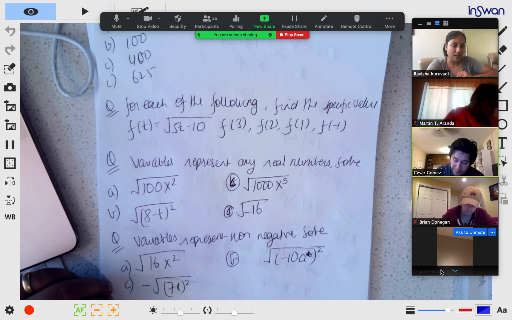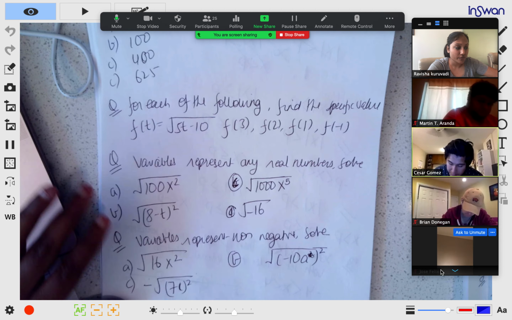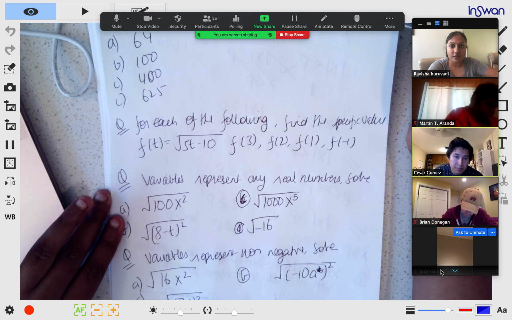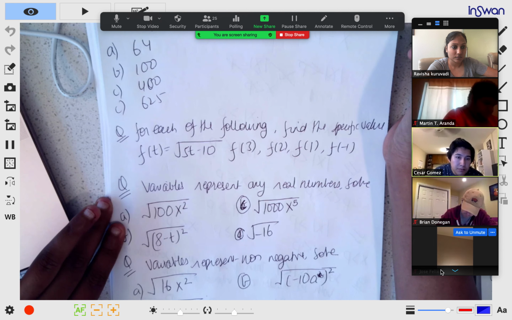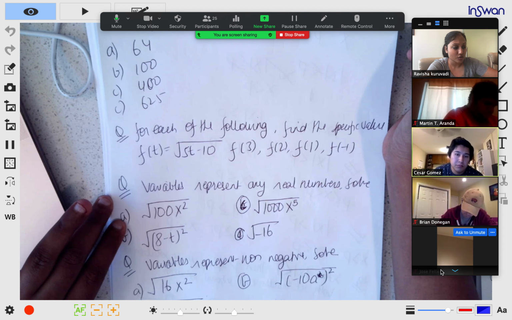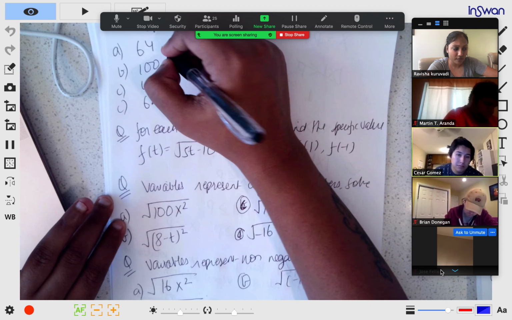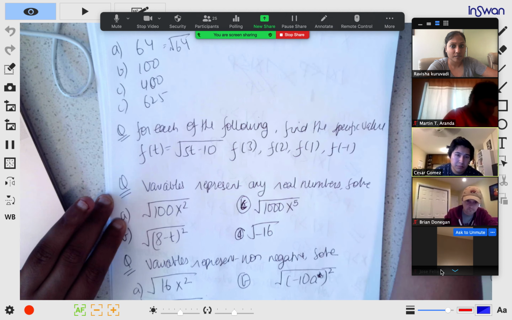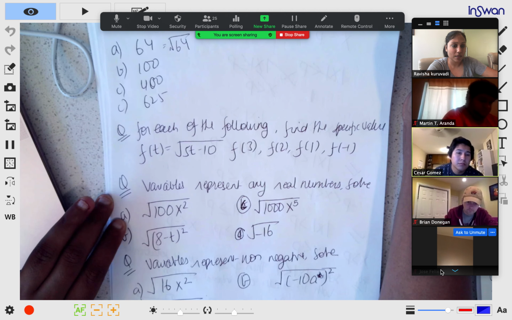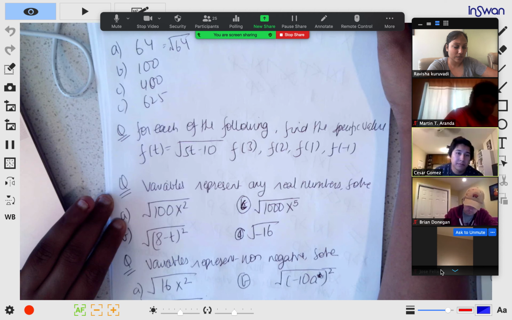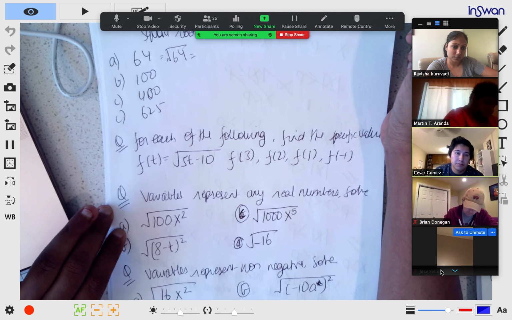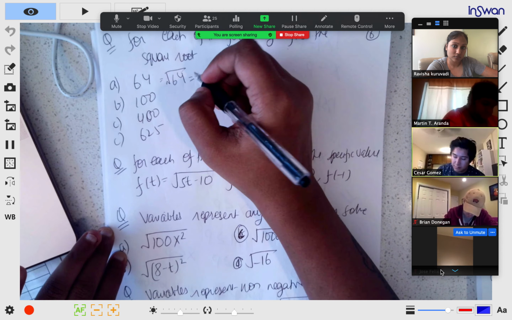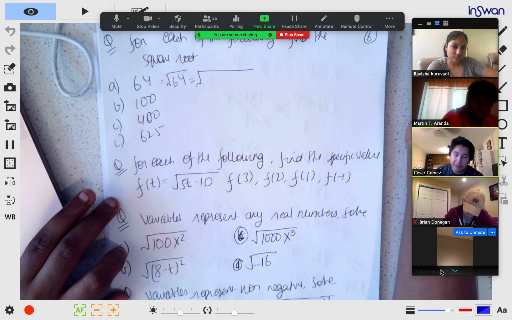Caesar. Yeah. So first problem, for each of the following, find the square root of 64. So basically you had to find the square root of 64. 8. How did you find 8? So 64.